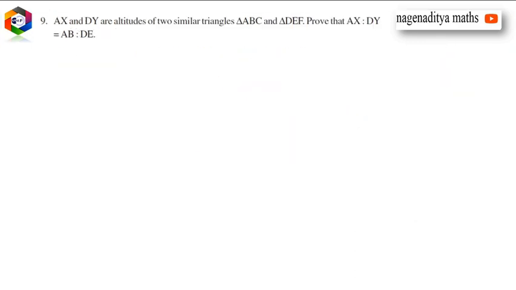Okay, so 9th problem. AX and DY are altitudes of two similar triangles, triangle ABC and triangle DEF. Prove that AX is to DY is equal to AB is to DE. AX is to DY is nothing but AX by DY, and AB is to DE is nothing but AB by DE. So we have to prove AX by DY is equal to AB by DE.